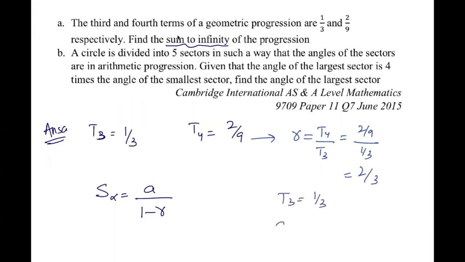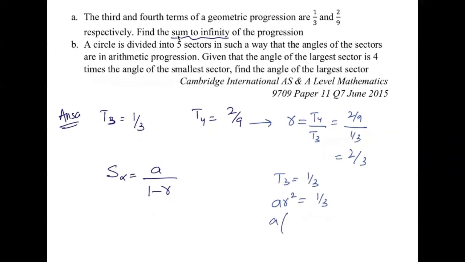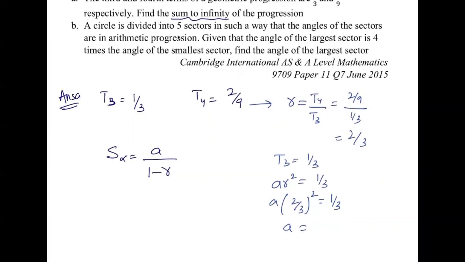Now, the third term was equal to 1/3. We know that the third term is equal to AR squared, right? And the R value is 2/3. So you can do the math and give me the value of A. 3/4. What's the value of A? 0.75 or 3/4, right? So A value is 3/4.